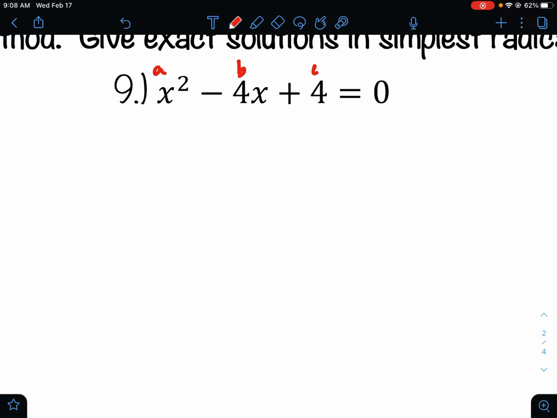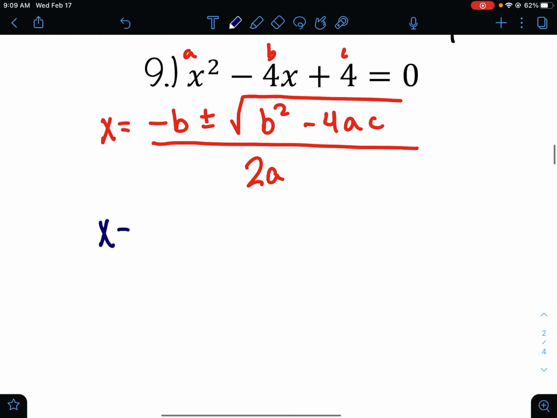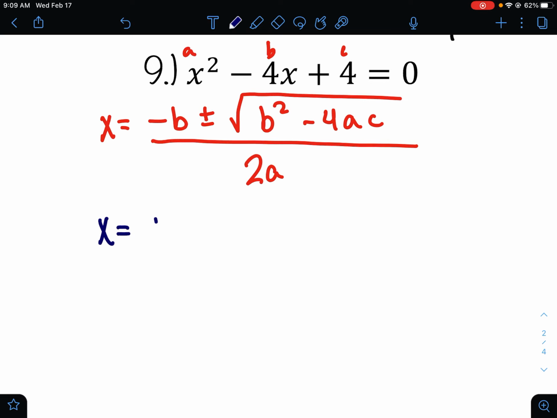So the quadratic formula, you will be given this, or you will be able to use your notes, so there shouldn't be any issues here, but it is opposite of b plus or minus the square root of b squared minus 4ac all over 2 times a. So I'm going to fill everything in here. X equals, okay, opposite of b, which is positive 4, plus or minus the square root of b squared.